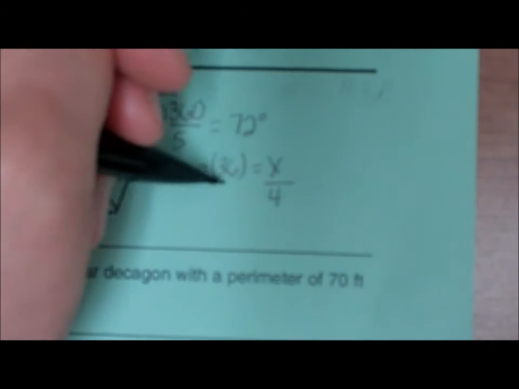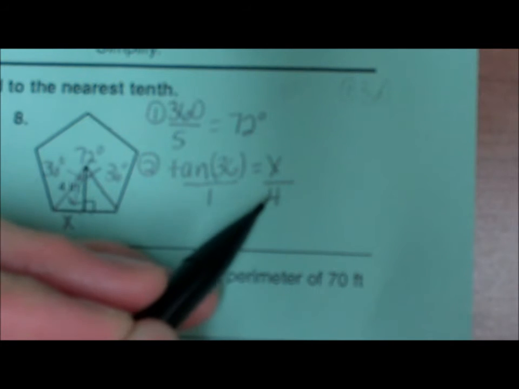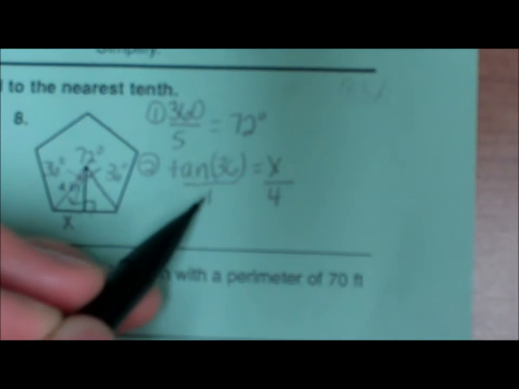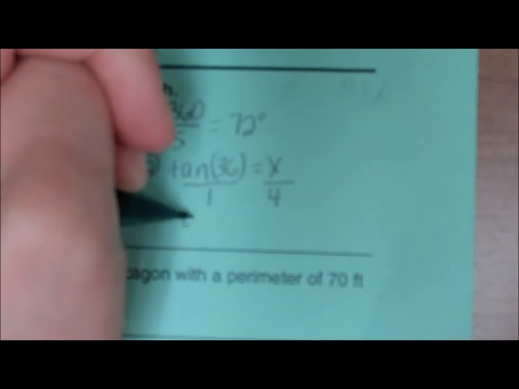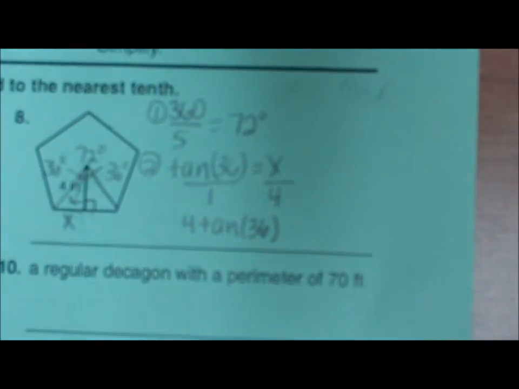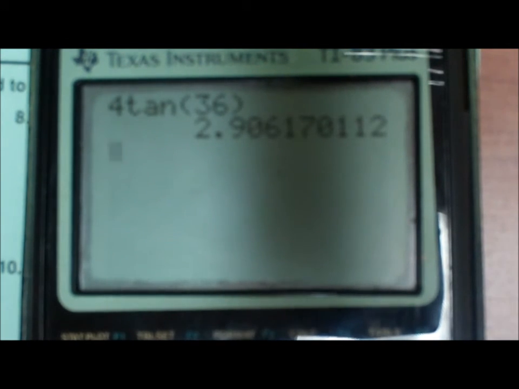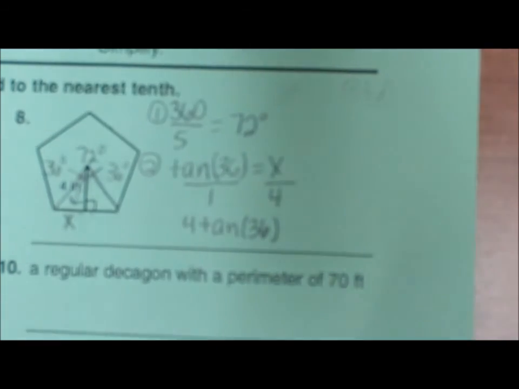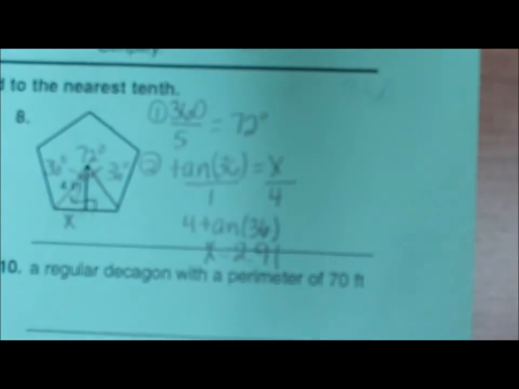We know the apothem. Put this over 1. This time we're going to multiply 4 times tan of 36 divided by 1. And anything divided by 1, the number stays the same. So it's going to be 4 tan of 36. Okay, so when you enter that into the calculator, 4 tan 36, you get 2.91. So x is equal to 2.91.